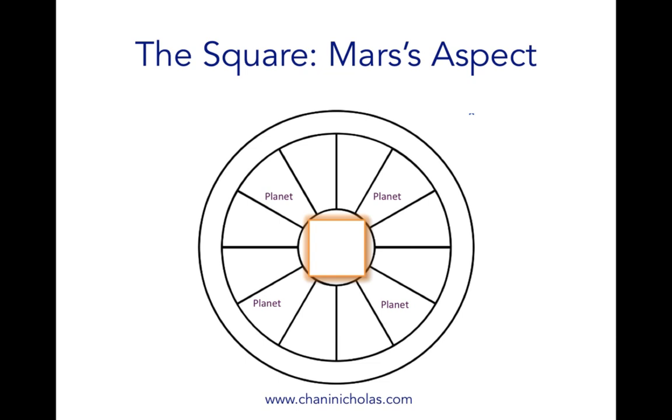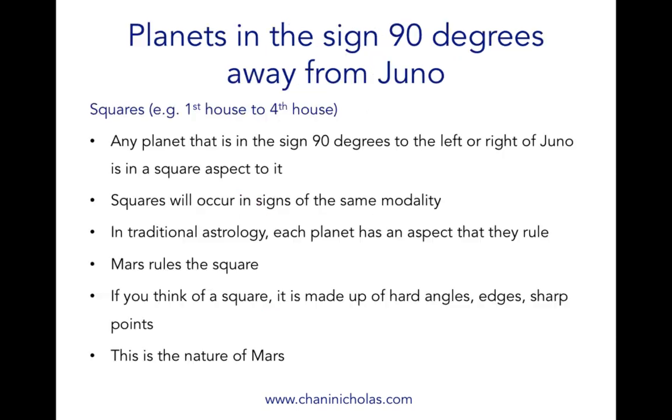The square, remember, is the aspect of Mars. Any planet that is in the sign 90 degrees to the left or to the right of Juno is in a square aspect to it. Squares will occur in signs of the same modality. In traditional astrology, each planet has an aspect that they rule. Mars rules the square. If you think of a square, it's made up of hard angles, edges, sharp points. This is the nature of Mars.